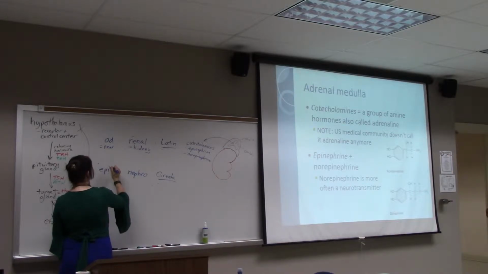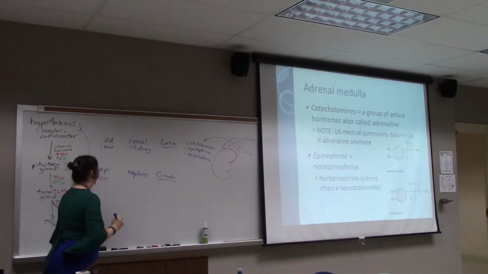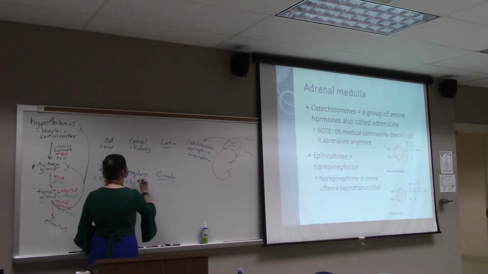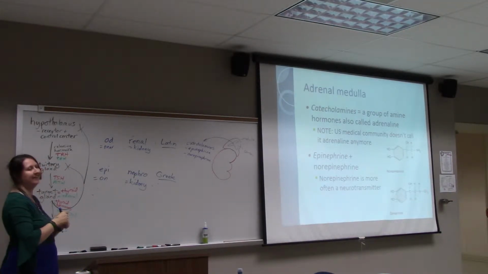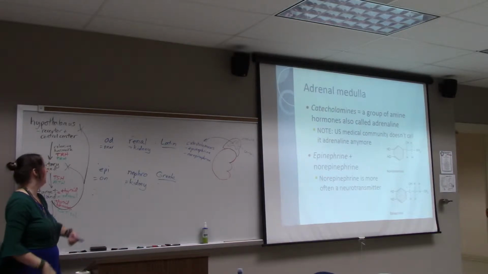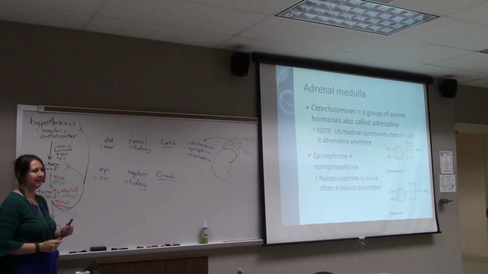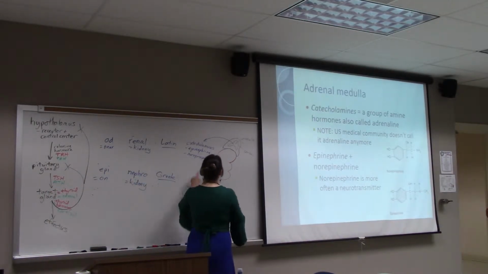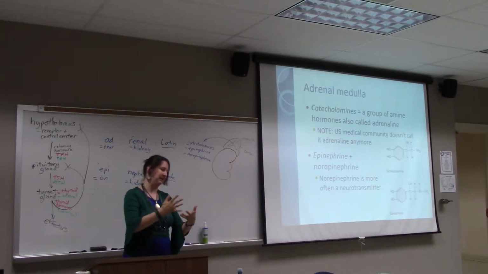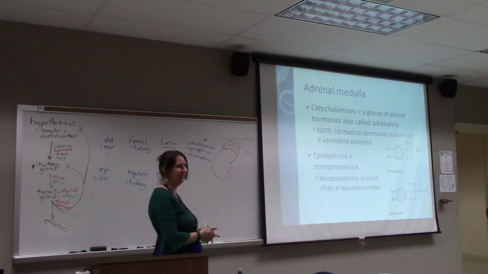And epi is Greek for on. So the gland gets the Latin name for being near the kidneys, the hormone gets the Greek name for being near the kidneys. And then that nor part is just specifying that it's a variation on the molecule.